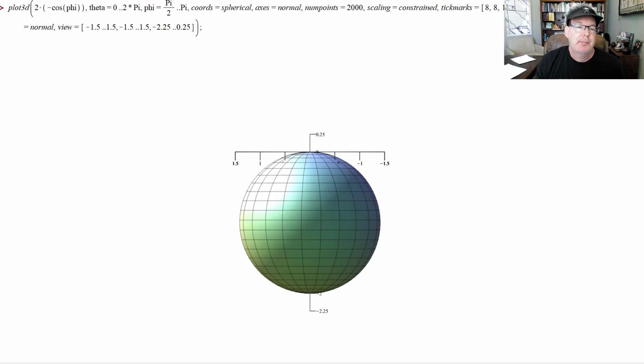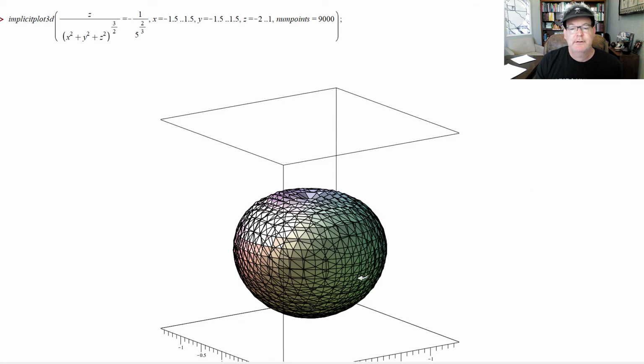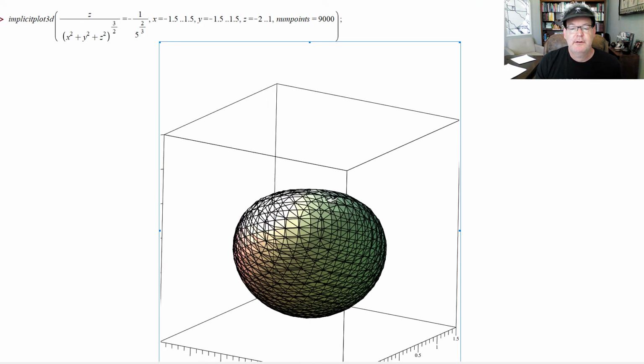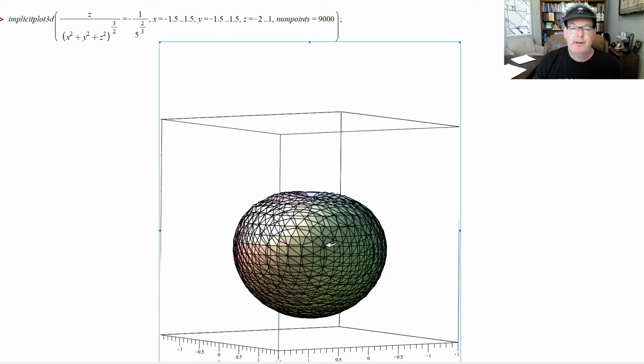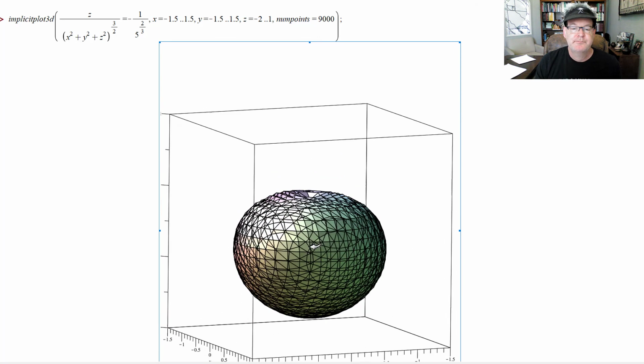So let's look at the plot. So here's the sphere, rho equals negative 2 cosine phi, or 2 times negative cosine phi. So that's the sphere that's below the xy plane, radius 1, diameter 2, centered at 0, 0, negative 1. So here's the surface. If I plot it implicitly, it looks like this. So you can kind of tell it's closed. It's not the best way to plot. If you can do it in spherical coordinates, it'll look a lot better, but this isn't too bad.